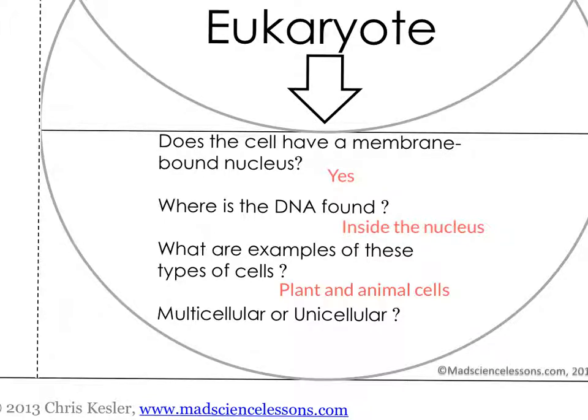And then finally, the last question, multicellular or unicellular? So these are both multicellular and unicellular. What that means is there are some organisms in the eukaryotic category that are multicellular, made of many cells, and then there are some also that are unicellular. So there are examples for both. So multicellular and unicellular.